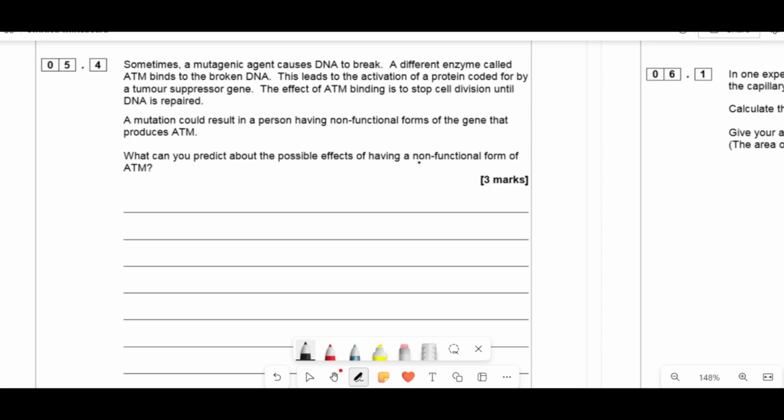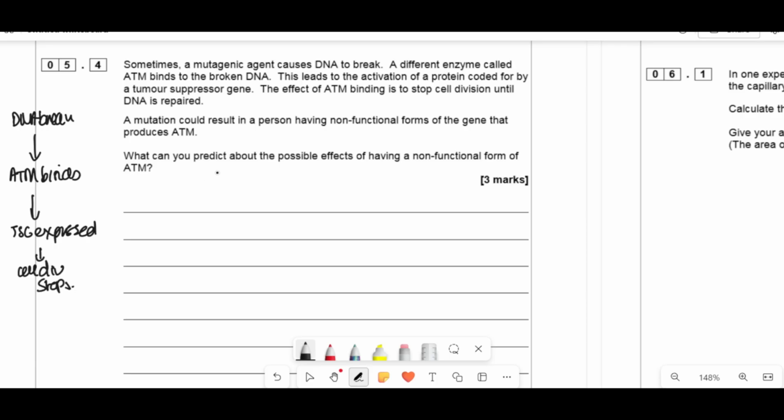All of these questions tell you a story and they say explain why. So go through it bit by bit if you need to. So here, DNA breaks, ATM binds, and then what happens? It activates a protein coded for by a tumor suppressor gene. So this tumor suppressor gene is expressed, right? And then cell division stops.